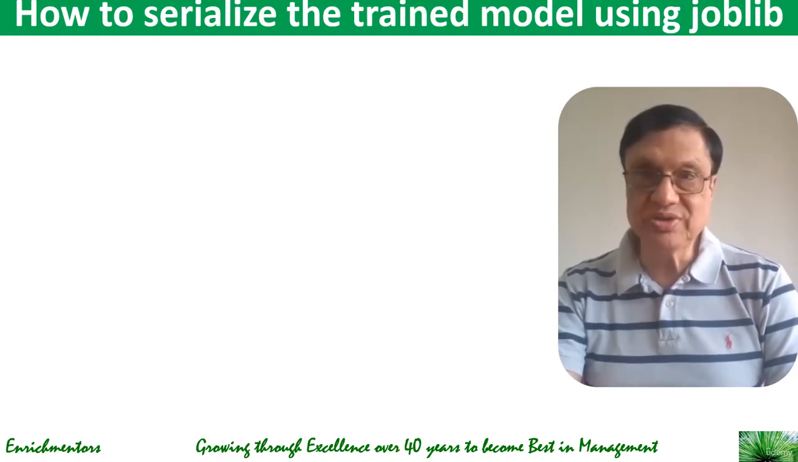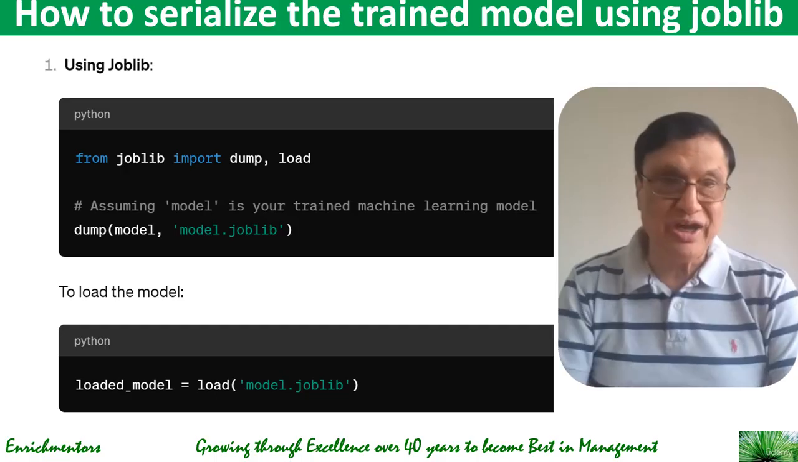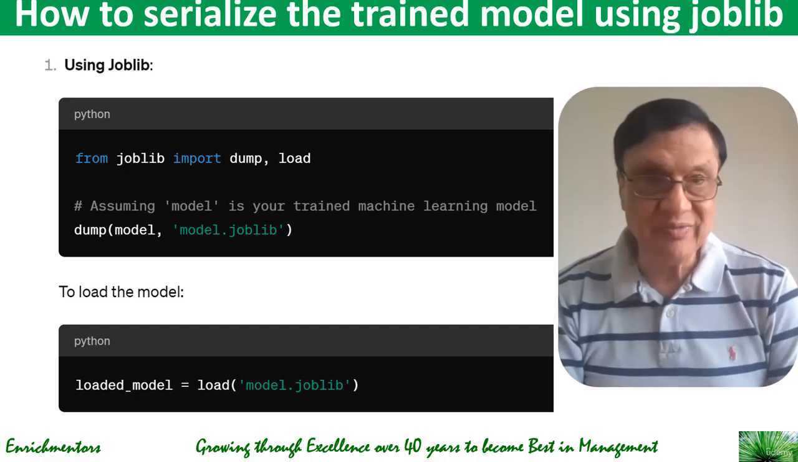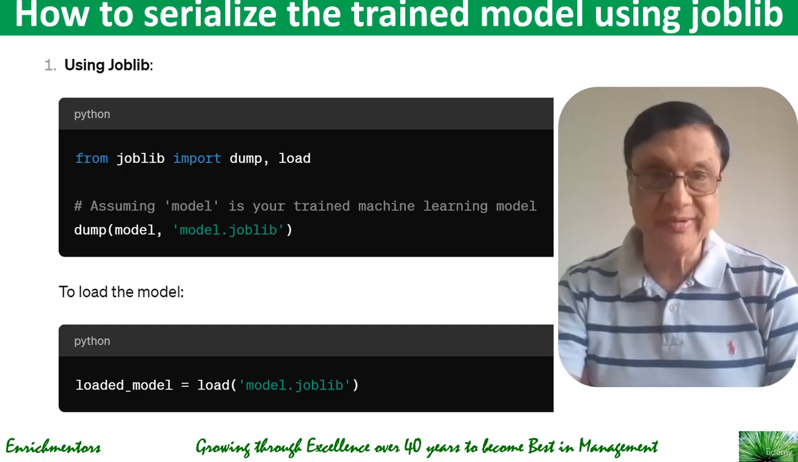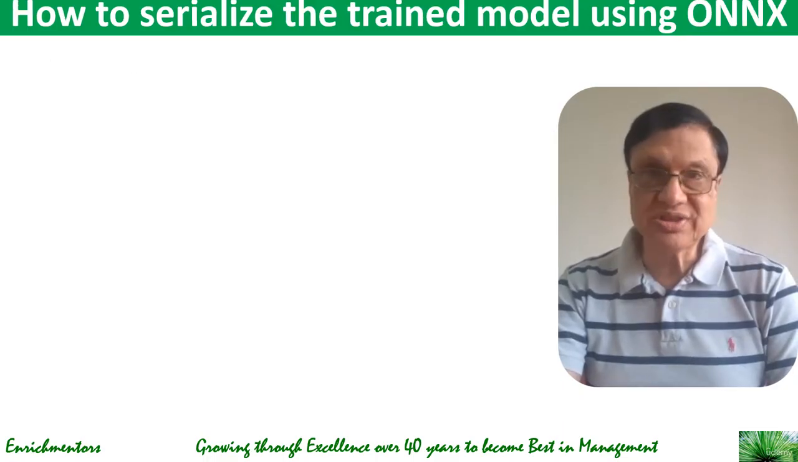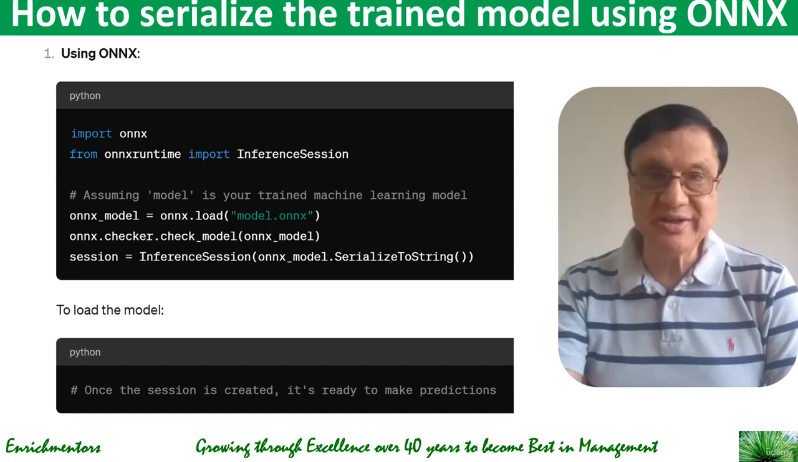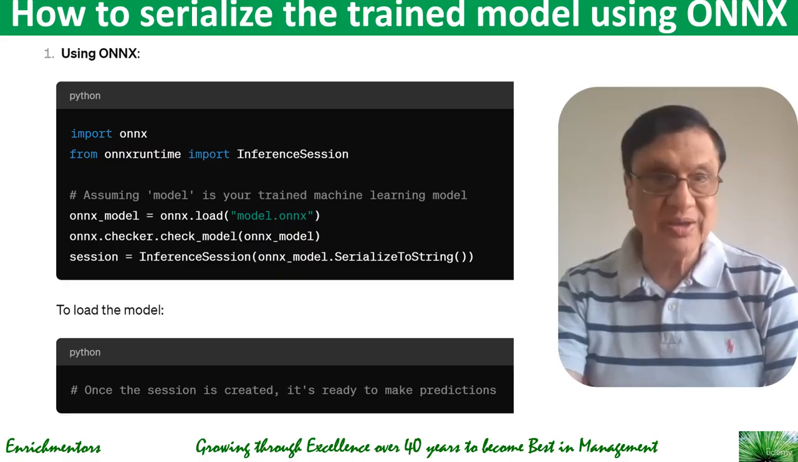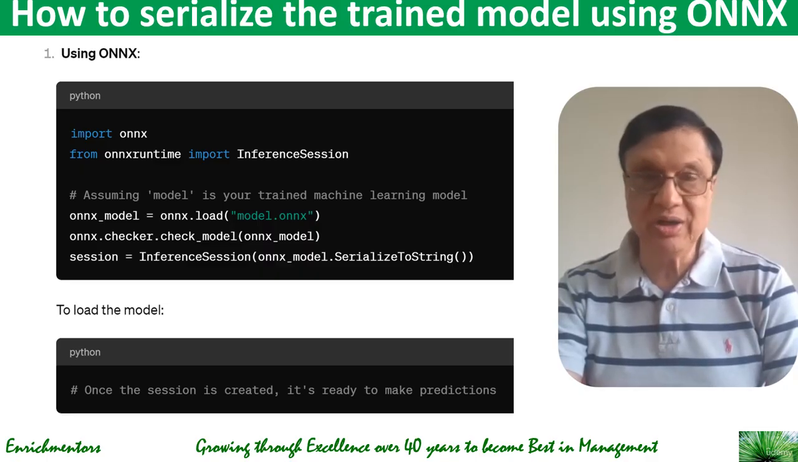Similarly, how do you use joblib? Again, it's a matter of writing a few commands as you see here, which is very clearly mentioned. Then look at ONNX. How can you serialize a trained model using ONNX? Again, it's a matter of a few commands that you see here, importing ONNX, then importing the inference session, and then assuming model is your trained machine learning model, you set onnx_model equal to onnx load that model and then go forward as illustrated here.